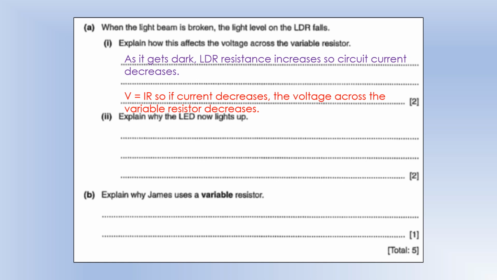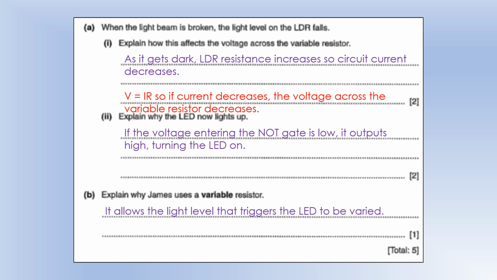So explain why the LED now lights up. Well, if the voltage entering the NOT gate is now low because it's decreased, the NOT gate output's high, and that's going to turn the LED on. Explain why James uses a variable resistor. Well, that's going to allow him to change the light level that triggers the LED, so he can change the settings on it essentially.